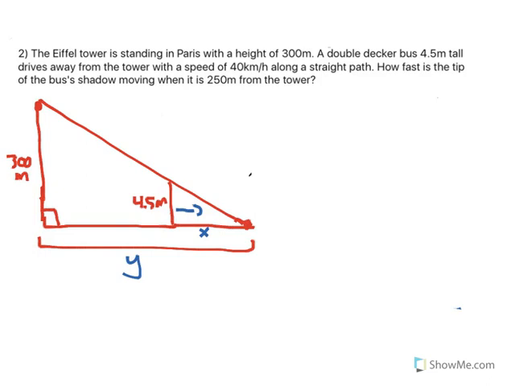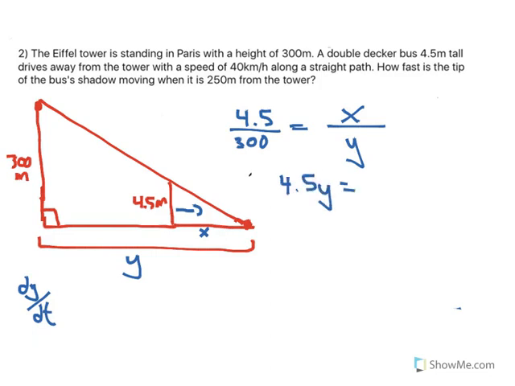And now we can just see these are similar triangles. So the big to the small to the big, the heights are 4.5 to a ratio of 300. And that has to be equal at all times to the x over y. Seems fair enough. What are we looking for? We're looking for dy by dt. How fast is that length changing with respect to time? I'm just going to cross multiply, and we get 4.5y equals 300x.